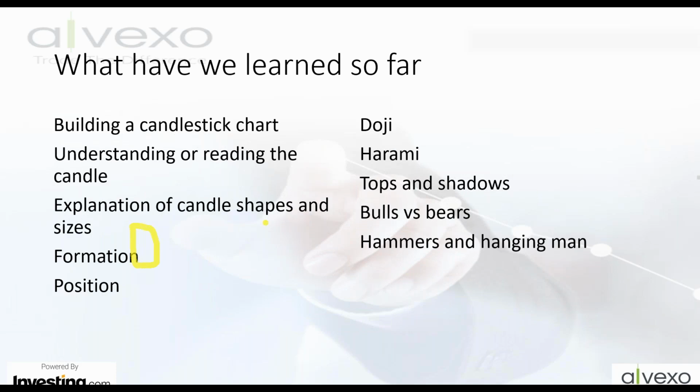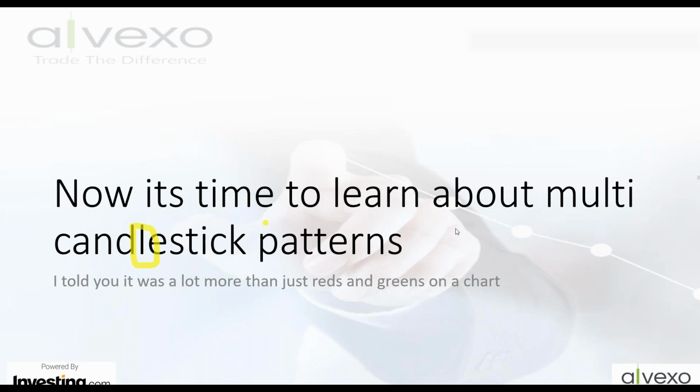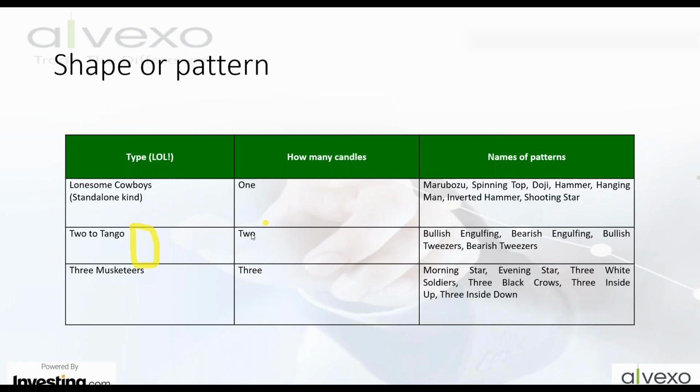So we've talked about dojis and haramis. We've talked about marabuzus. We've talked about formation and the explanation of shapes and sizes. But now it's time to learn about multiple candlestick patterns. Now tonight, we're not going to have the time to go over them all, but they're in those handouts I gave you and on that cheat sheet.